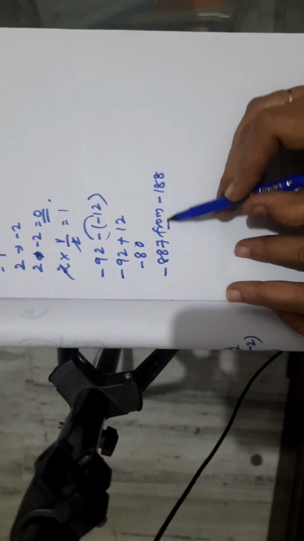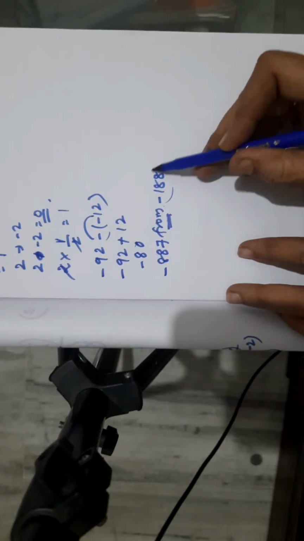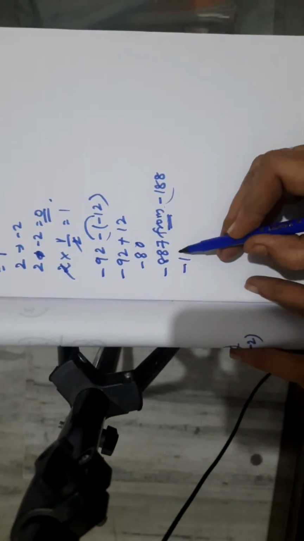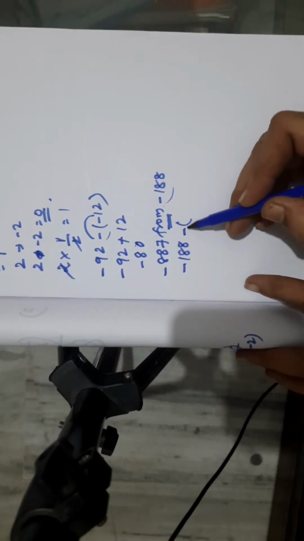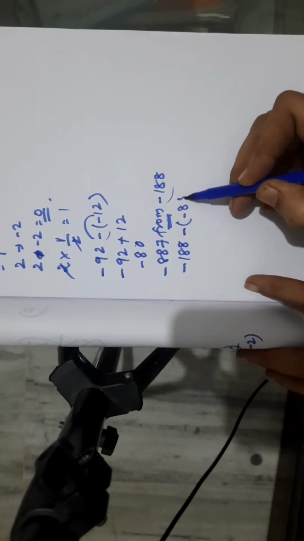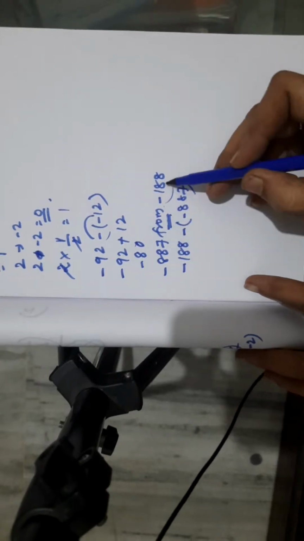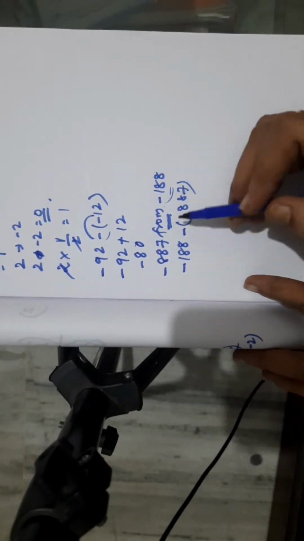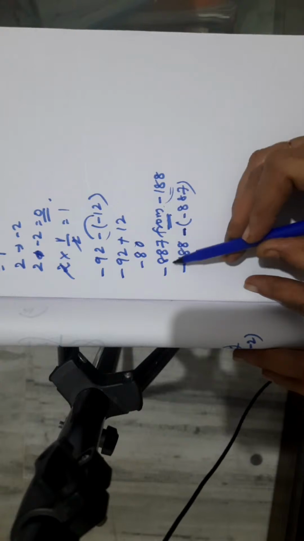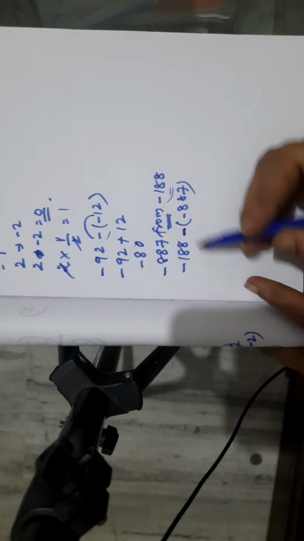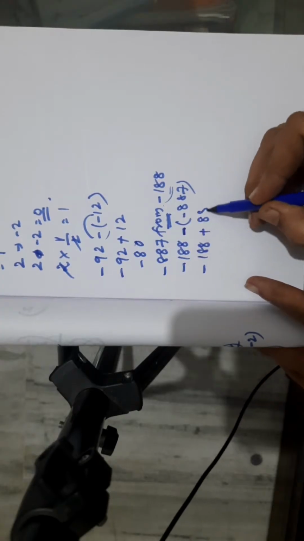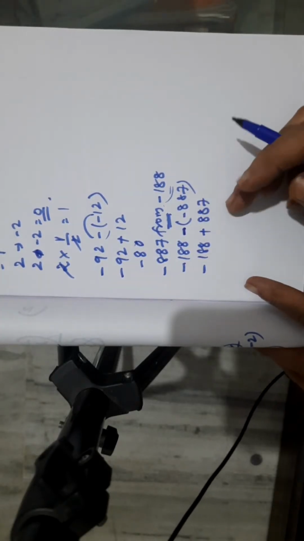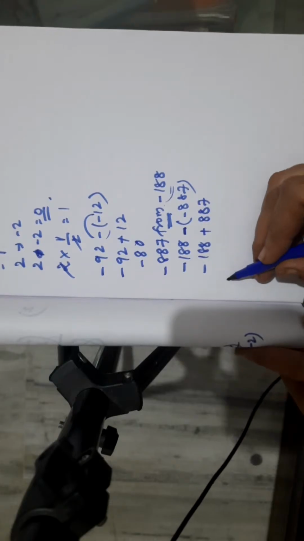Whenever 'from' is there, you need to keep in mind this number will come first. So you can change the format like minus 188, as you are subtracting, minus 887. So after 'from' whatever number is there, take it first. As subtraction is there, the minus sign will come and this number as it is. Then minus 188 minus minus becomes plus 887. Then subtract them. Simple subtraction.